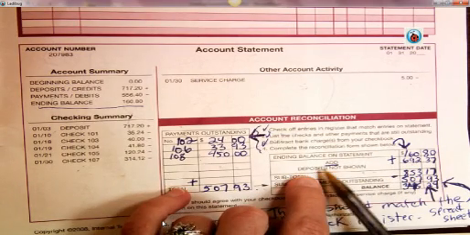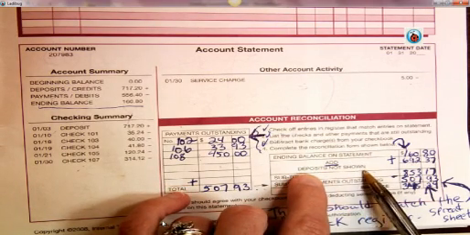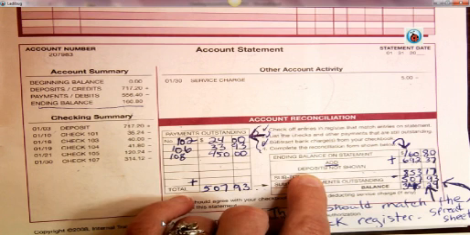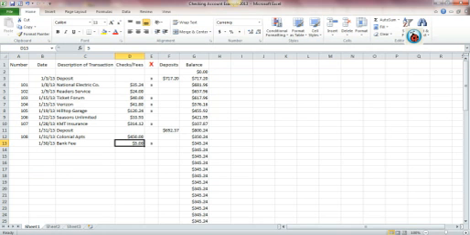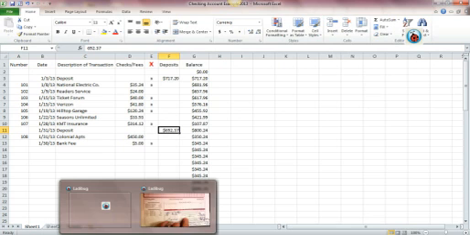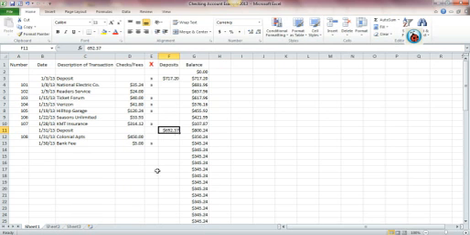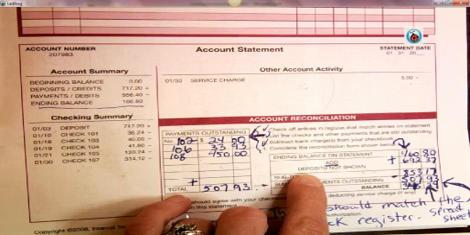Then it says add deposits not shown. The way you find that is you go back to your check register, which is your spreadsheet, and you find any deposits that doesn't have an X next to it. Notice this deposit, it's got an X, so I don't need it. This deposit doesn't have an X. That means it doesn't show up on the statement. That's what add deposits not shown means. So this 692.37, you're going to write right here, 692.37.